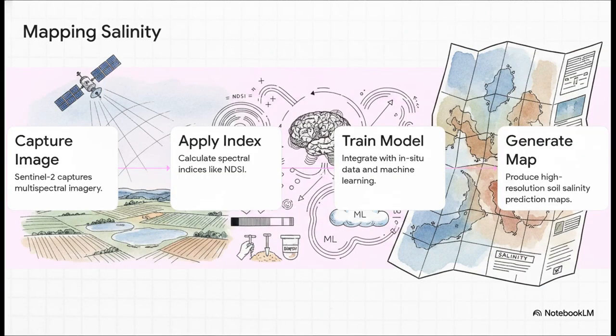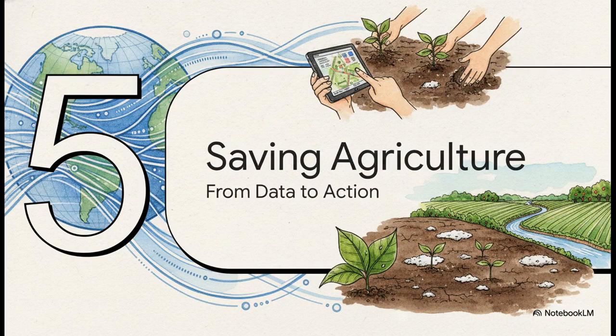So, as future geospatial analysts, here is your actual step-by-step workflow in the lab. Step 1. Your satellite captures the multispectral image. Step 2. You apply a spectral index, like the NDSI we just talked about, or a brightness index. Step 3. You cross-reference that with your in-situ ground data, your biopsy, and feed it all into a machine learning model. And finally, Step 4. You generate a highly accurate, high-resolution soil salinity map. Bam!